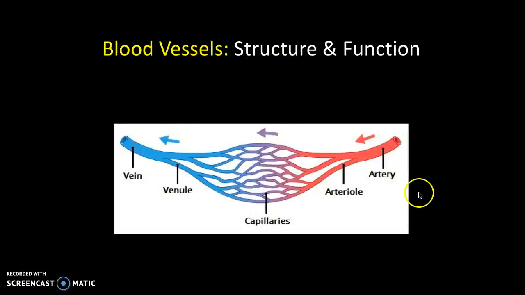So here you can see there are 5 different types of blood vessels. So you have arteries that go to arterioles, that lead to capillary beds, that lead to venules, that lead to veins. And they have different structures and functions as well.